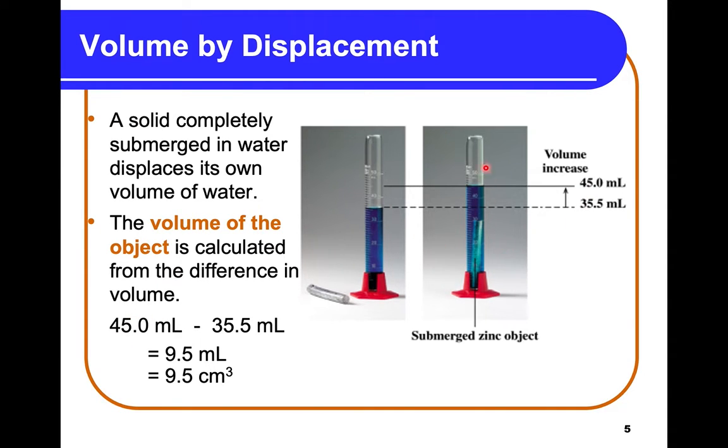And so the volume here on the right-hand side is the volume of the water that was already there, 35.5 mLs, plus an additional 9.5 mLs from the added zinc rod that we've added in. Okay, and we've had to assume that this is solid zinc. There's no holes or pores or anything like that in the zinc rod, and therefore, if that is all true, then the volume of the zinc rod is 9.5 centimeters cubed, or milliliters.